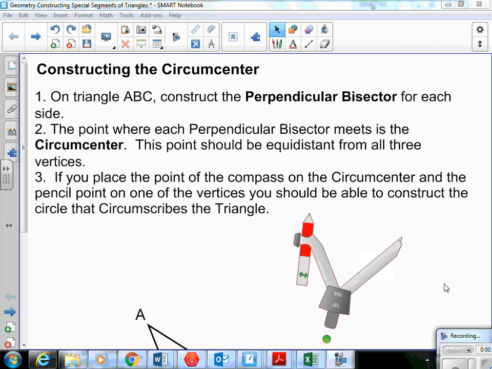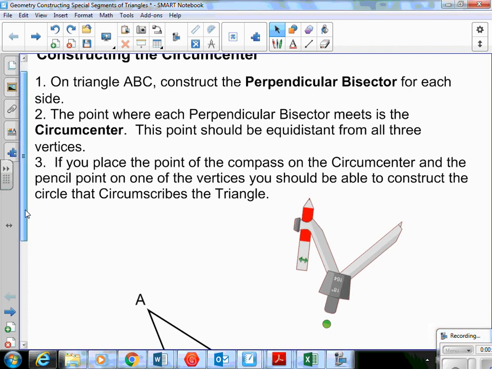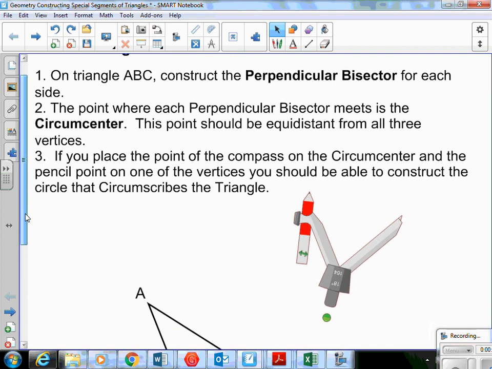Okay, we're going to construct the circumcenter of a triangle. The circumcenter is the point of concurrency, or the place where all three perpendicular bisectors of the triangle intersect. So in order to find the circumcenter, we need to find where those perpendicular bisectors intersect.